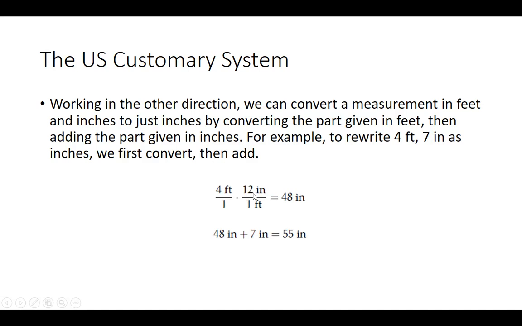4 times 12 is 48. 1 times 1 is 1. 48 over 1 is just 48. And that part is now in inches. Since the 4 feet is 48 inches and we had 7 more inches, we add the inches together. 48 plus 7 is 55 inches.